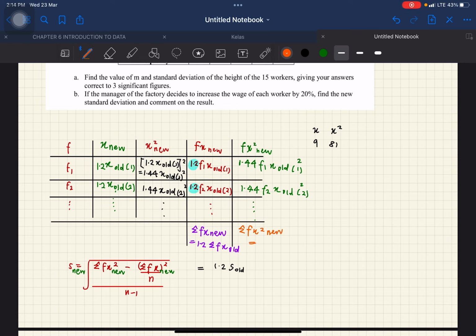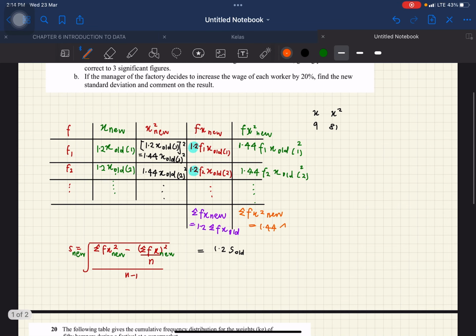Okay, so another thing that we find is summation Fx square yang baru. So dia akan jadi sama dengan apa? Okay, so dia ada factor of 1.44 and also 1.44. So I bring 1.44 keluar. So 1.44, okay, and then summation of, so apa yang sama dekat sini adalah F dan juga X lama square. Okay, so dia akan jadi summation of Fx old square. Okay, so these are the two informations that we need to find. This one, kita masukkan di dalam sini.